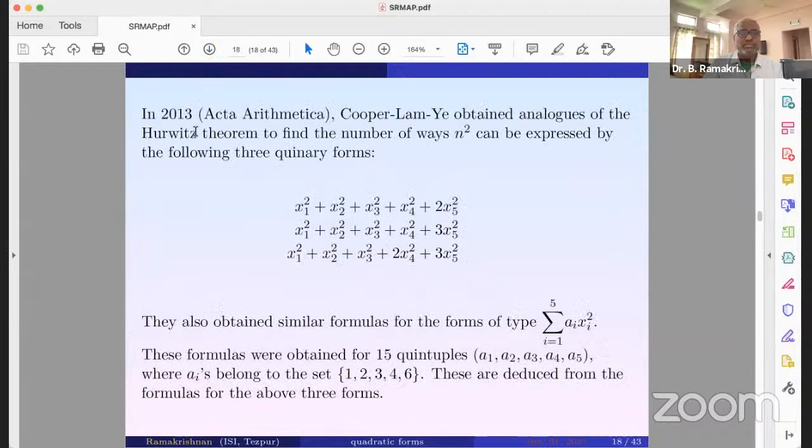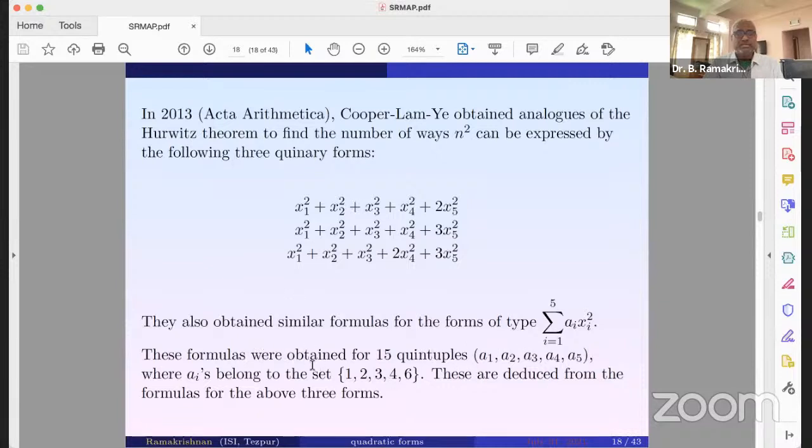So in 2013, in Acta Arithmetica, these three authors obtained analogs of the Hurwitz theorem to find the number of ways n square can be expressed by the following three quinary forms. One is with coefficient 2 appearing, then coefficient 3 appearing, and then 2 and 3 appearing. These three formulas they obtained, and then making use of these three, they also obtained another 15 forms and formulas for these forms.